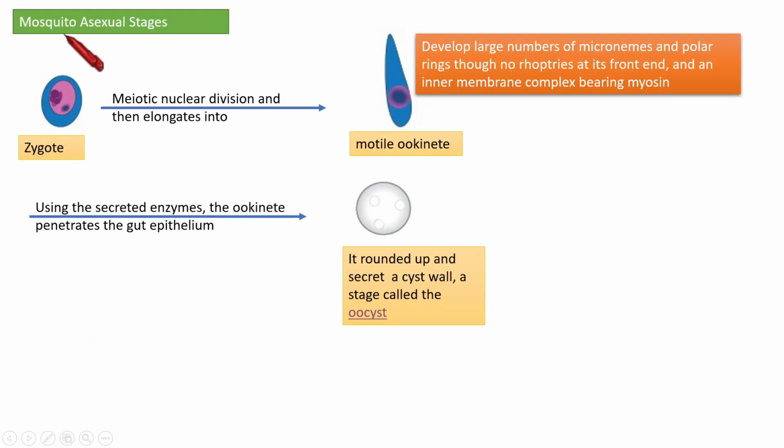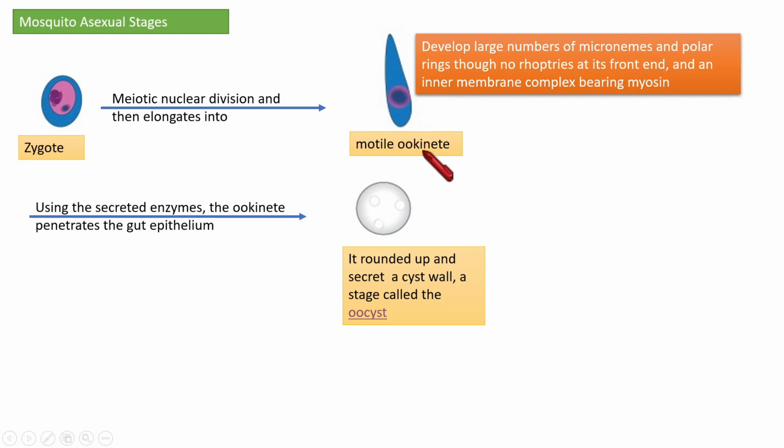Next, we are going to see the asexual stages that happen inside the mosquito. After forming the zygote inside the mosquito, this zygote undergoes meiotic nuclear division and it elongates. Before, in the zygotic stage, it is somewhat spherical in form. After meiotic nuclear division, it elongates to form a motile ookinete. This is somewhat its structure.